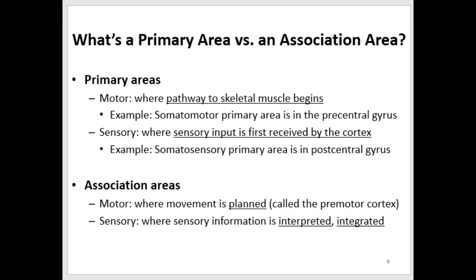For association areas, we can also distinguish between motor and sensory, but there's a lot of different types of motor and a lot of different types of sensory. They're going to be in different regions of the brain. But in general, a motor association area is where a movement is planned, and a sensory association area is where sensory information is interpreted, where we become aware and we integrate it with all the other sensory signals that we're receiving in our brain.